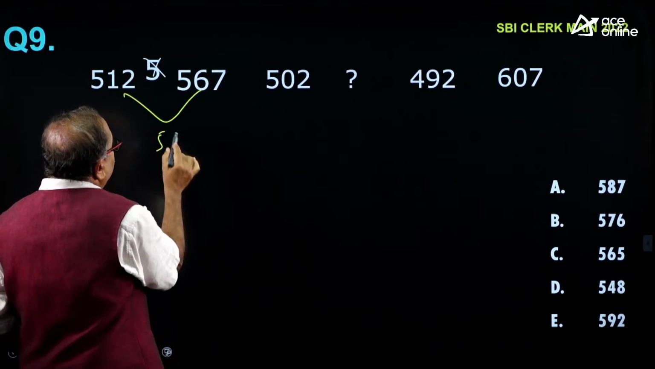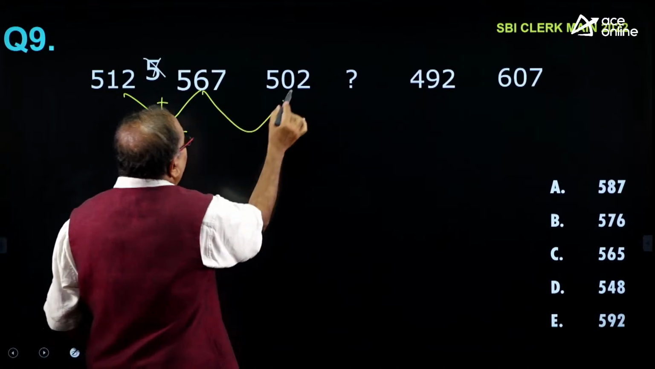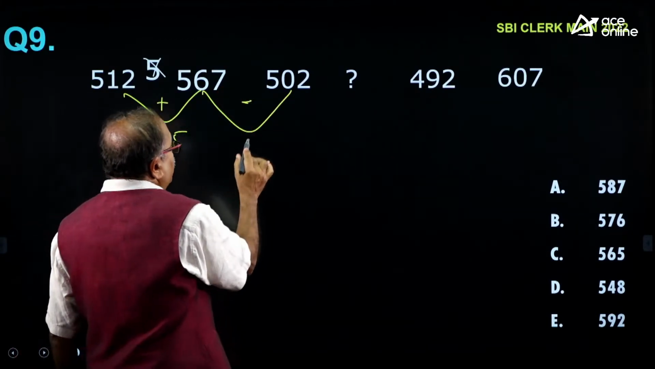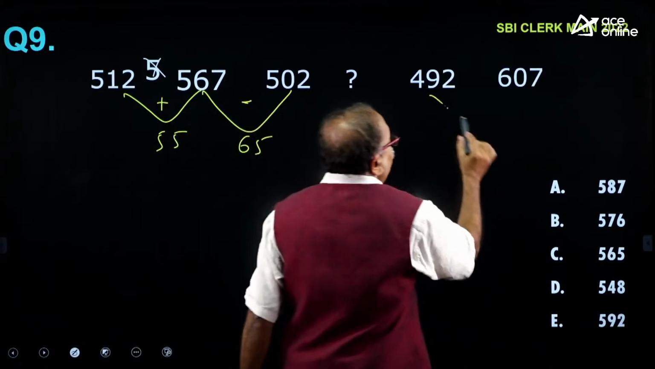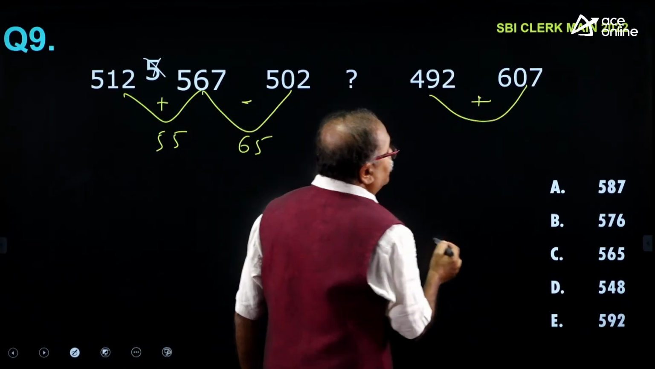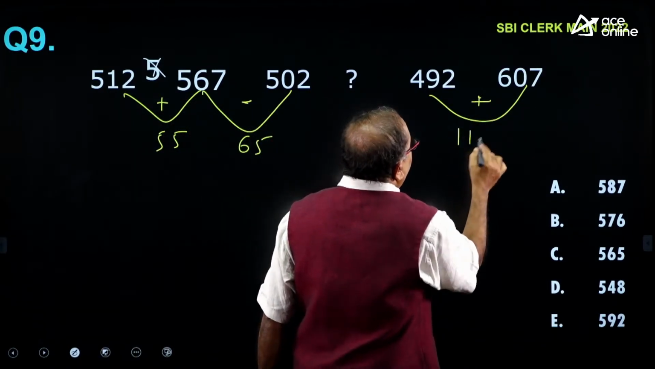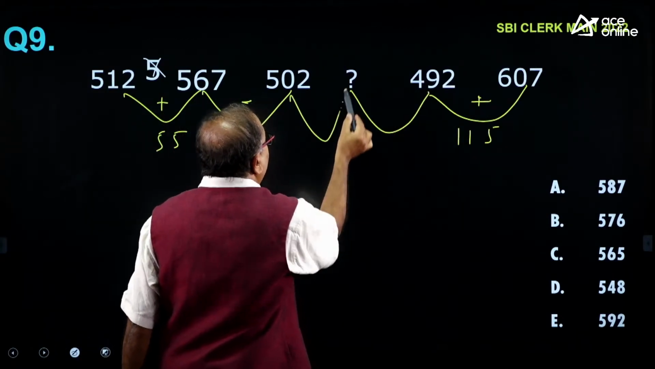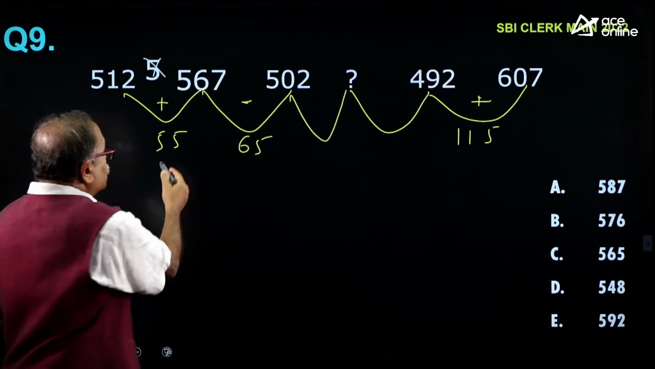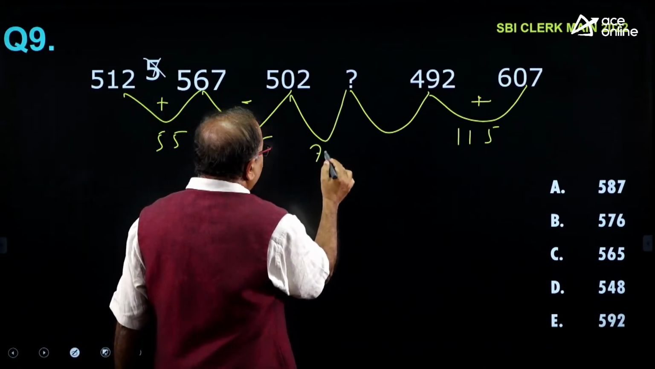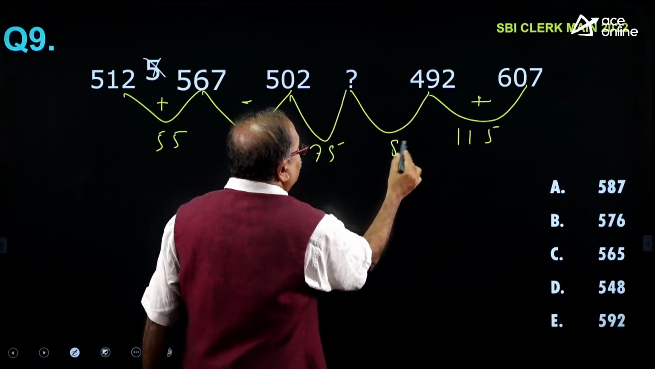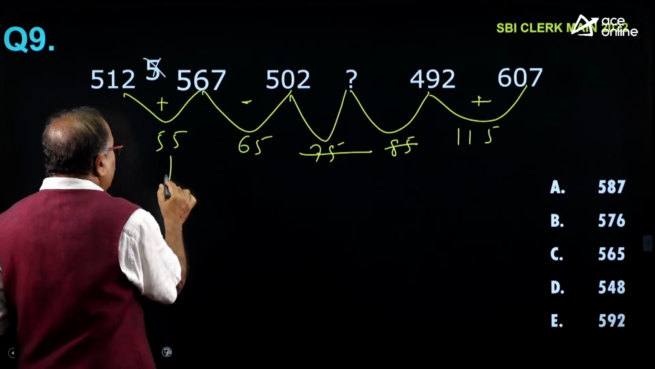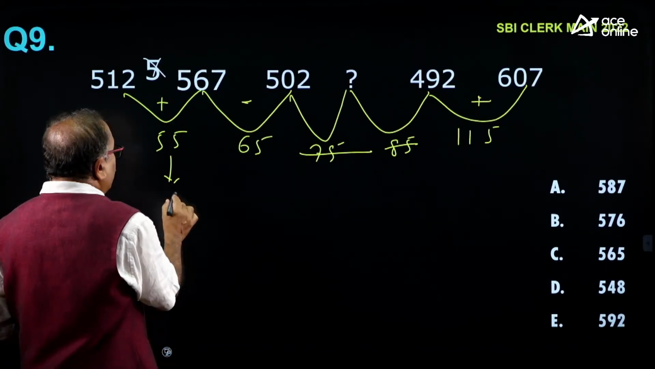So, let me check what is the addition from here to here. I notice that it is plus 55, and what is the subtraction from here to here. I notice that it is minus 65, and what is the addition over here. The addition over here is 115. So, look at from here to here and from here to here. So, this is 55, 65, what if this is 75 and then 85? No. What else?